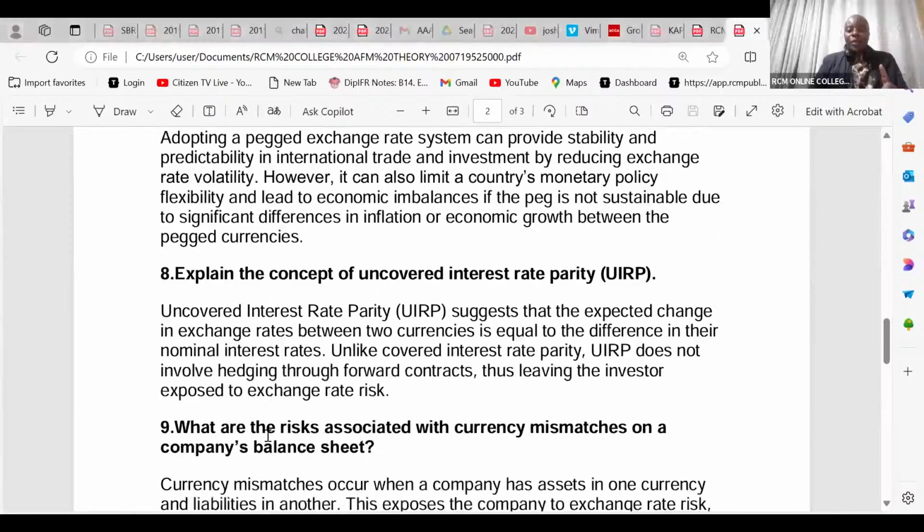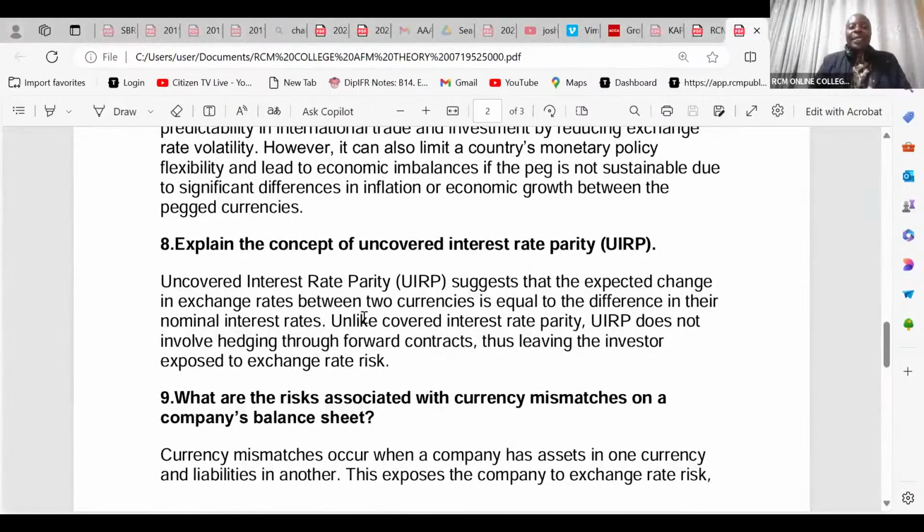So uncovered interest rate parity suggests that the expected change in exchange rates between the two currencies is equal to the difference in their nominal interest rates. Unlike covered interest rate parity, uncovered does not involve hedging through forward contracts, thus leaving the investor exposed to exchange rate risk. Explain the concept of uncovered interest rate parity.